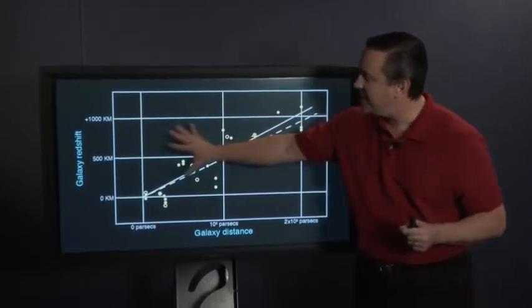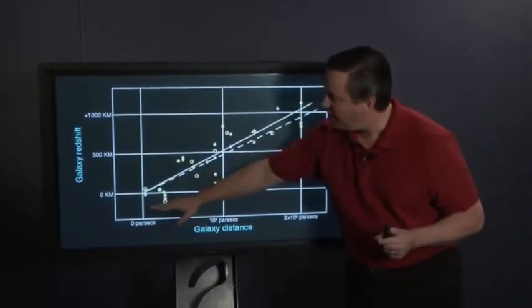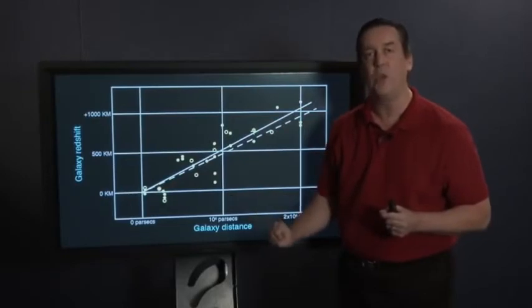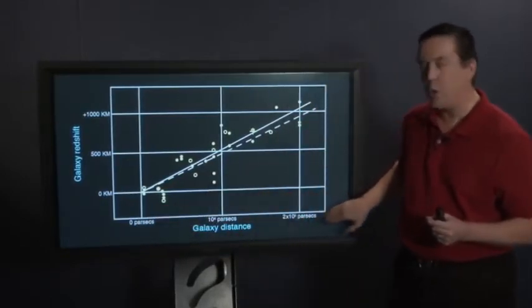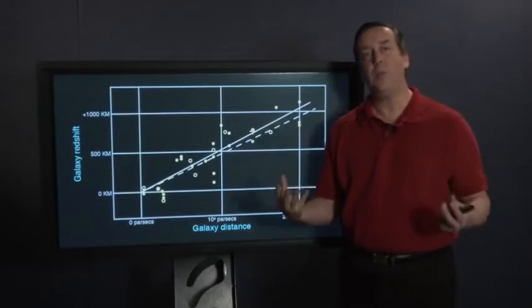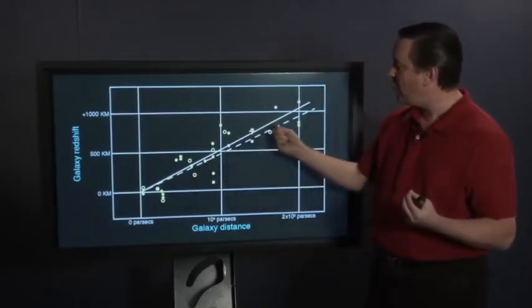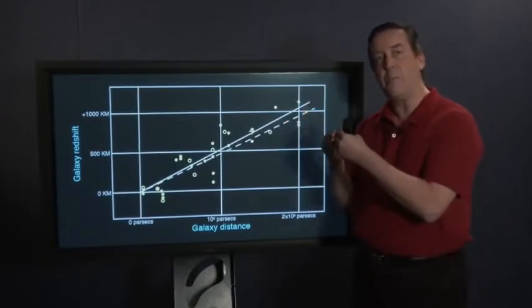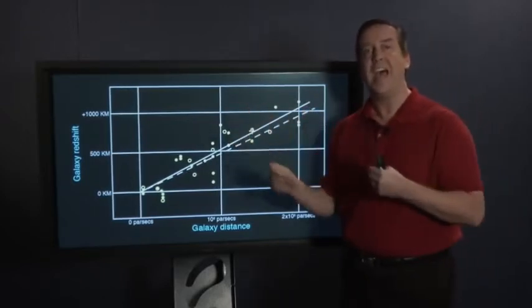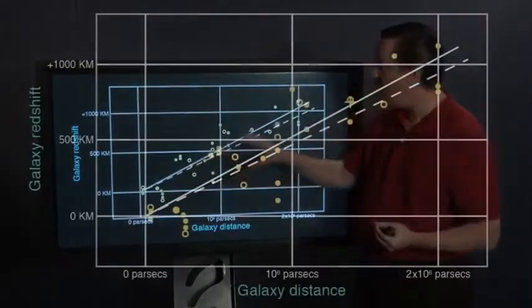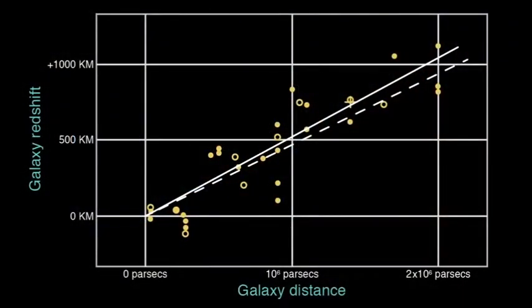He took all the galaxies he could measure, and he measured on the y-axis here we're showing the galaxy redshift, and on the x-axis here we're showing the galaxy distance. And what Edwin Hubble discovered, what was incredibly important, was that as you go further away from us, the galaxies appear to be moving away from us at a faster rate. This is the Hubble law. This is the expansion of the universe. We're seeing that galaxies that are further away from us appear to be moving faster and faster away from us because the universe is expanding.